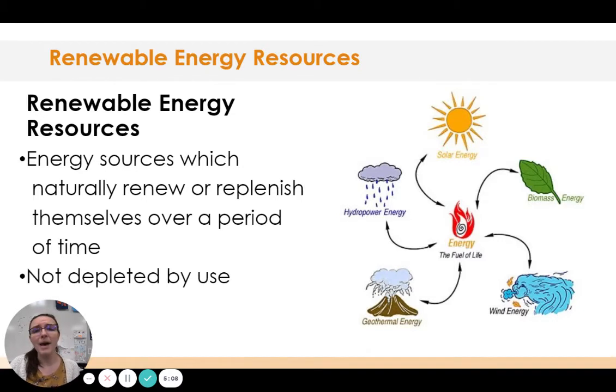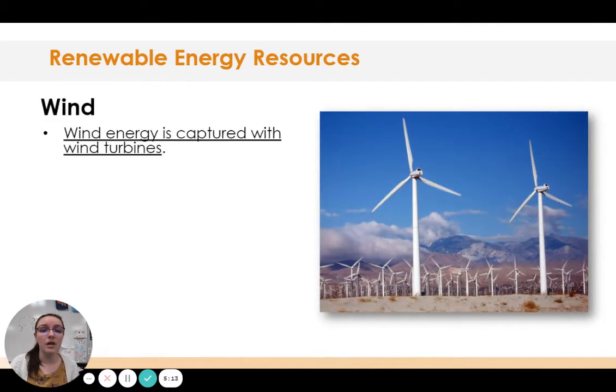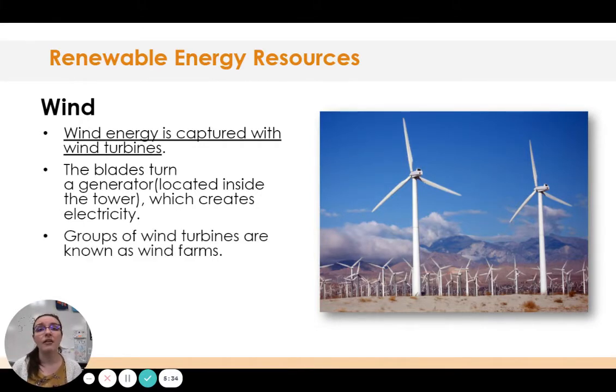There are a couple popular ones that we'll talk about. The first being wind power. Wind energy is captured by these huge wind turbines. Typically, you'll see dozens and dozens of these turbines all in a large empty space. The blades, as they are blown by the wind, turn a generator that is located within that tower, which creates electricity. For all of these different resources, it is going to be how do you spin the generator? So here, the wind itself is what is spinning the generator.